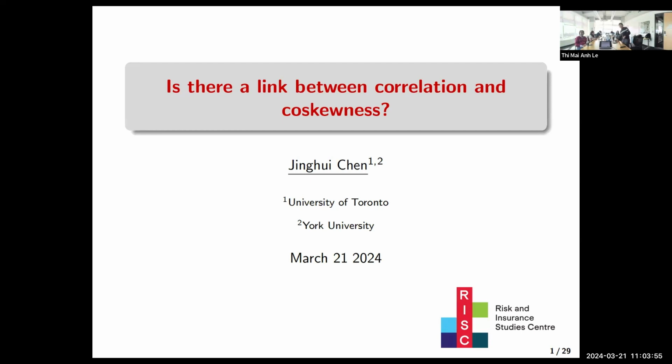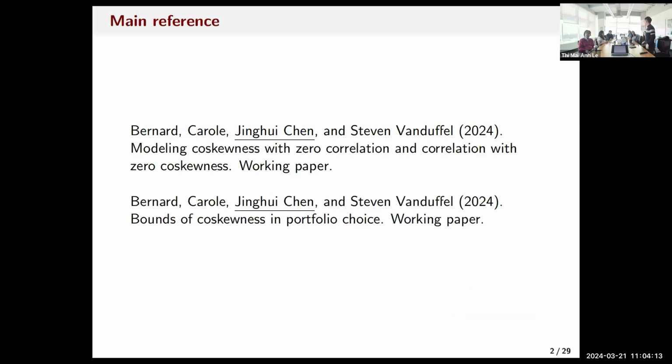Okay, it's fine. And I'm a joint postdoc at the University of Toronto and York University. Today's talk is about a question: is there a link between correlation and coskewness? This topic is related to two of my working papers. The first one is modeling coskewness with zero correlation and correlation with zero coskewness. The second is bounds of coskewness in portfolio choice. Both are co-authored with my PhD supervisors, Carole Bernard and Stephen Vanduffel.